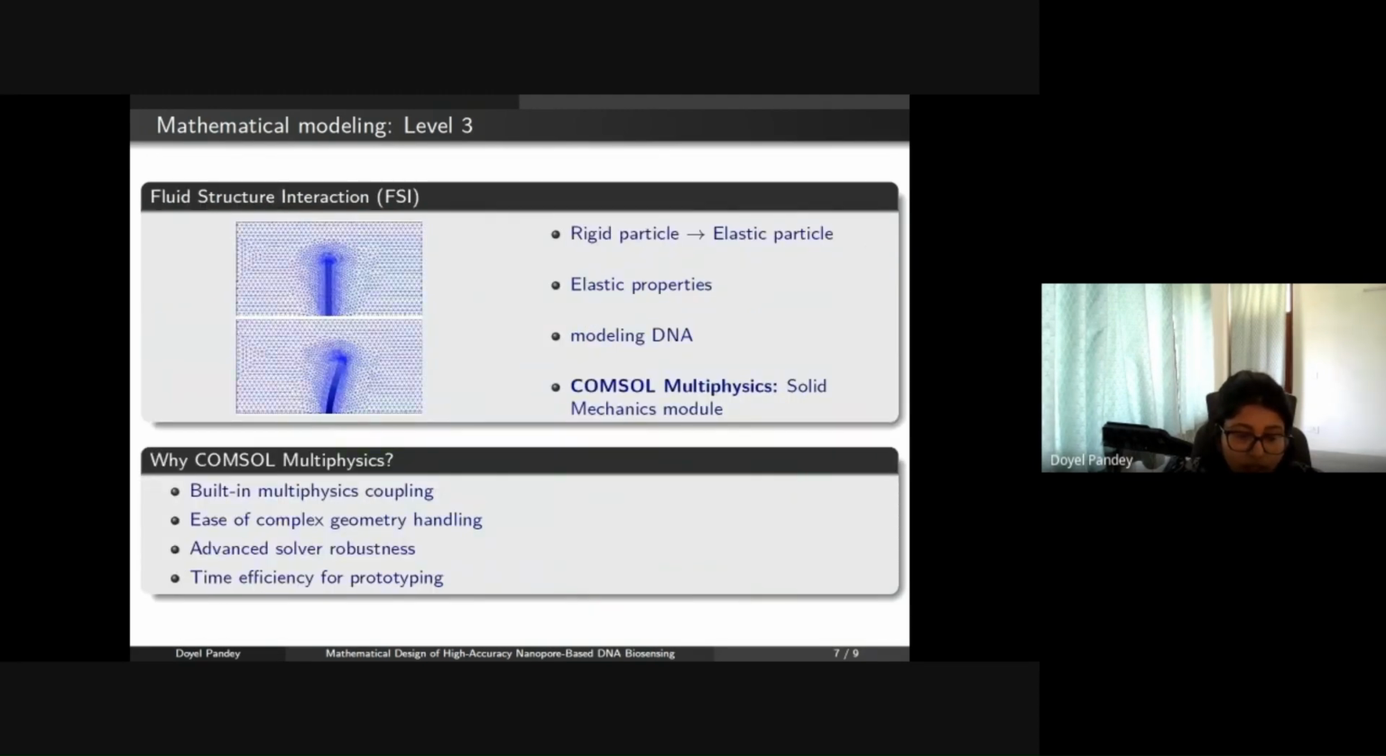Now, in reality, DNA is of course not a rigid particle. It is highly flexible and continuously deforms while passing through the nanopore. Capturing this deformation is essential because it directly affects the ionic current signatures and therefore the sequencing accuracy. So in the final stage of this project, we want to develop a fully coupled fluid structure interaction model that treats DNA as an elastic body interacting dynamically with the surrounding electrolyte. COMSOL is particularly suitable for this task because it provides robust multiphysics coupling, efficient handling of complex moving geometry, and advanced numerical solvers within a unified simulation environment.